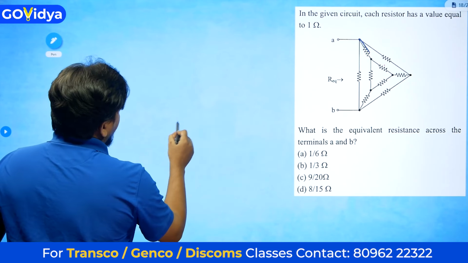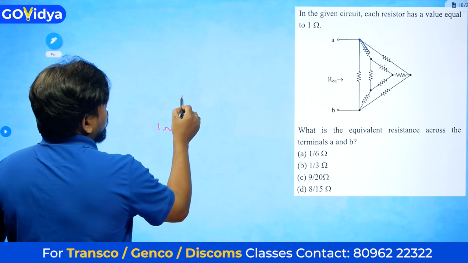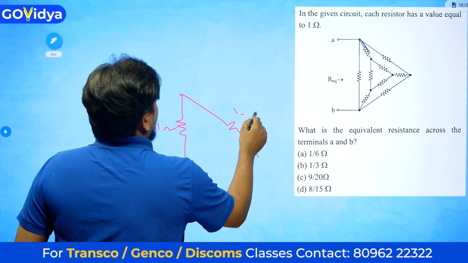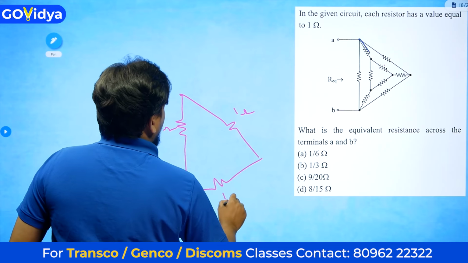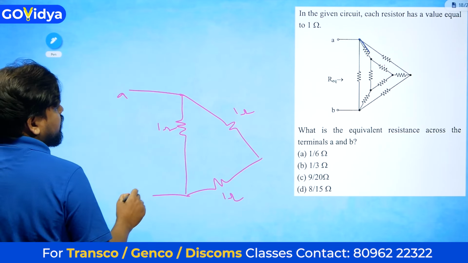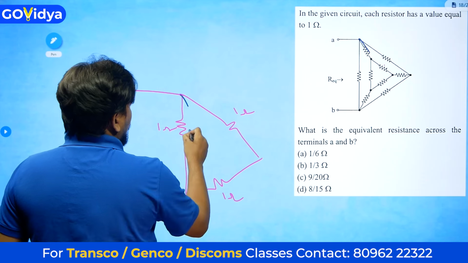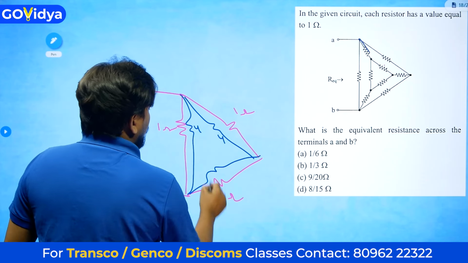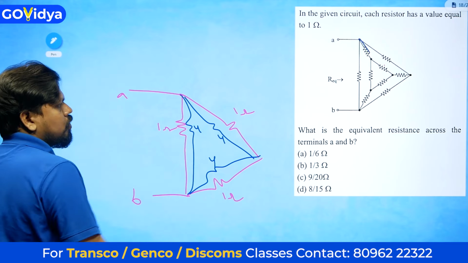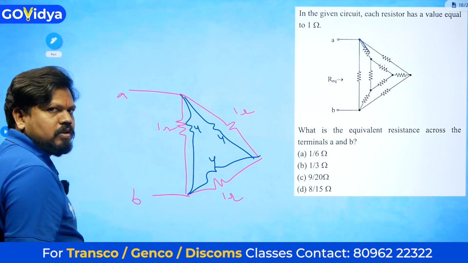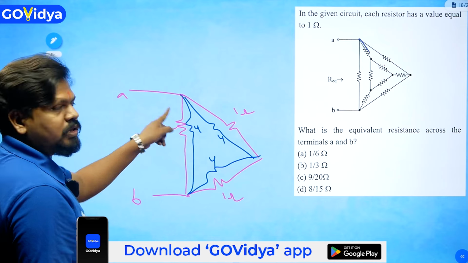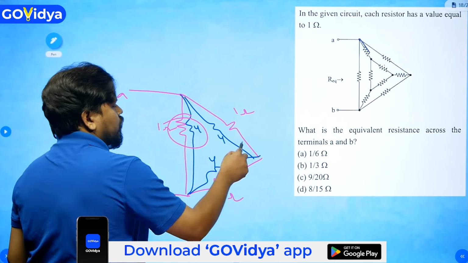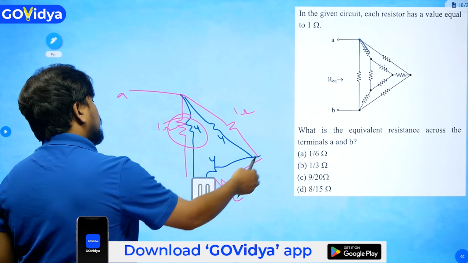So now the combined circuit. This is 1 ohm, this is also 1 ohm, and this is also 1 ohm. We need the resistance between the A and B terminals. Here we got 4, 4, 4. Now 1 in parallel with 4 means 4 by 5, 4 by 5, 4 by 5. Like that you will be getting.